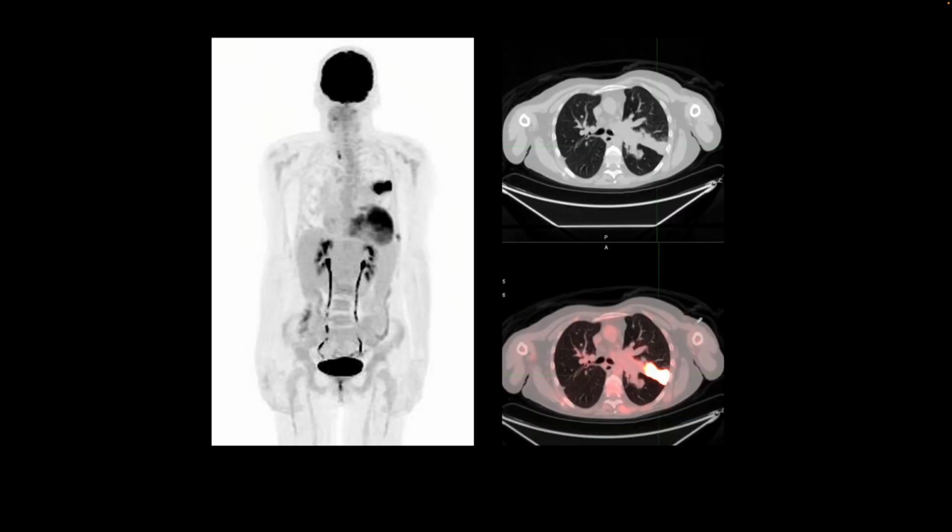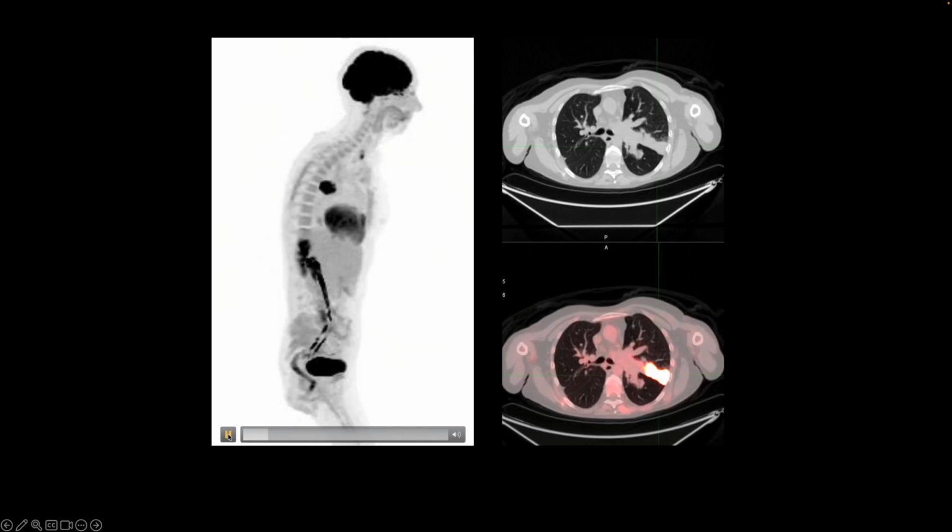Our first patient presented with a history of lymphoma. This was a follow-up study, and we will start by looking at the rotating image from their FDG PET-CT scan.